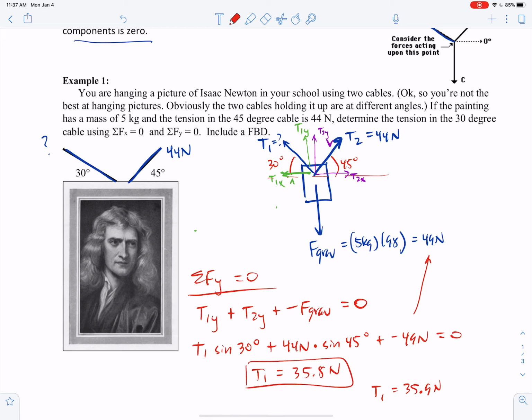Okay. So either summing the forces in the x or summing the forces in the y will get you the same answer. It's just a strategic difference on whether you want to work with 3 forces, which is what's required when you're summing the forces in the y, or working with 2 forces, which is what's required when you're summing the forces in the x.